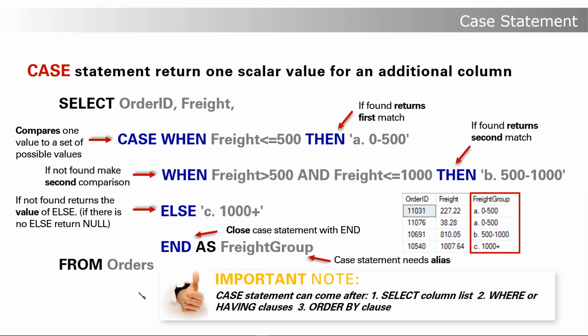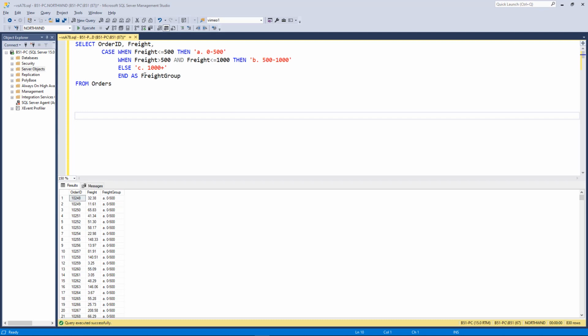from the orders. Important note here: the case statement can come after the select, like here, after where or having, or after order by. So we can insert the case statement in these three types of structure. Let's see it in the SQL server. So let's see this example.